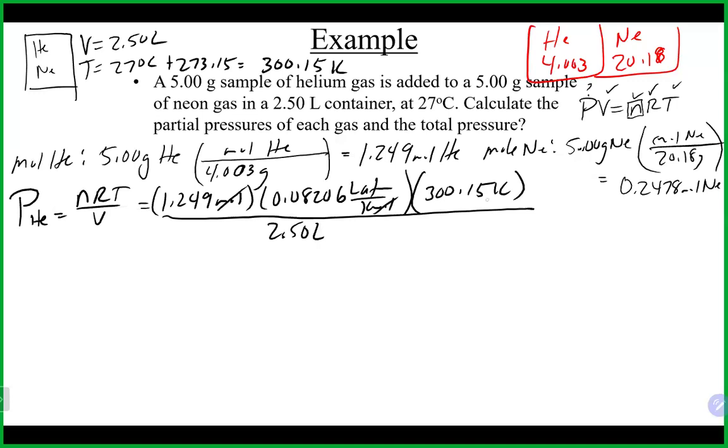Moles will cancel, Kelvin will cancel, liters will cancel. That's going to leave us pressure, which is good because that is what we're looking for. And we will end up with, in this case, 12.3 atmospheres. That 12.3 atmospheres represents the partial pressure of helium in this case. First off, any questions on that calculation?